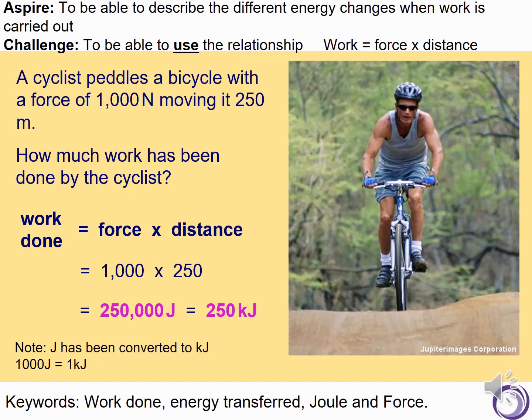Now there's a force and there's a distance, so therefore work is being done. We've written the equation down. Work done equals force times distance moved, or W equals F times S. Put the numbers into the equation and done the calculation, and in this case the answer is 250,000 joules, or they have divided it by 1,000 to give us an answer in kilojoules of 250.